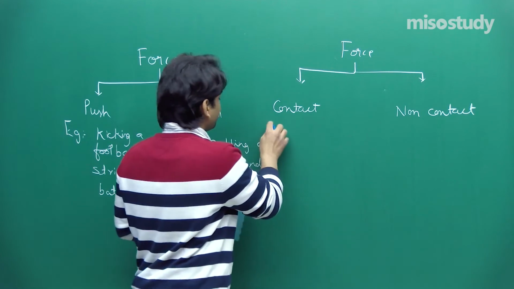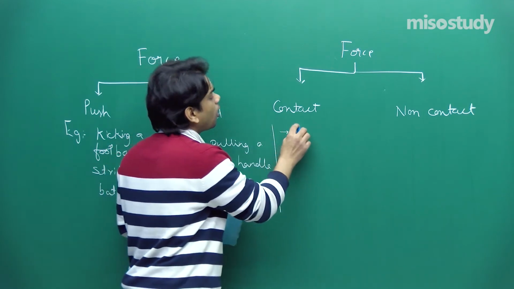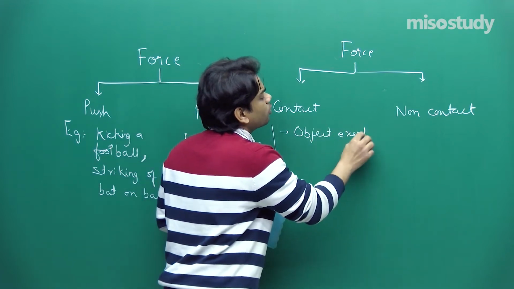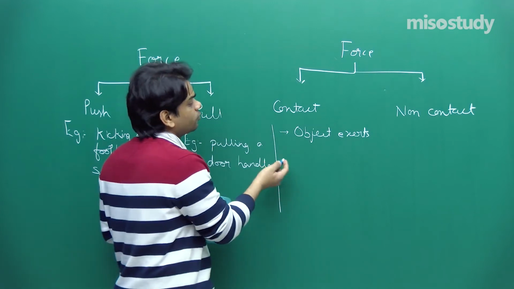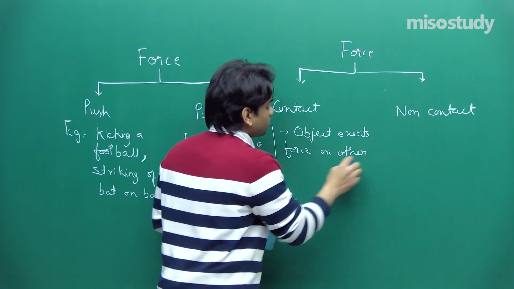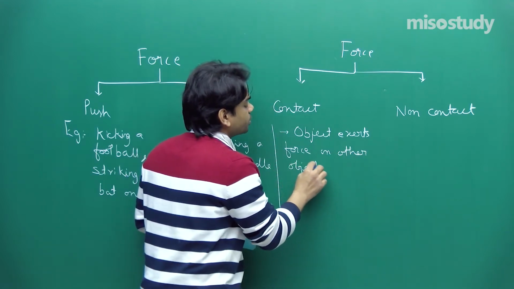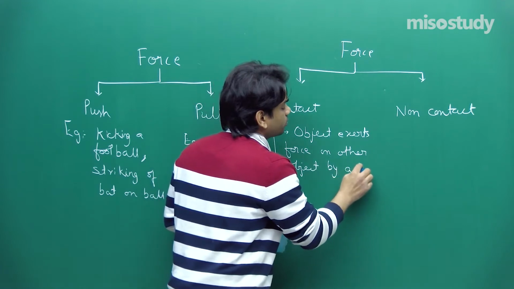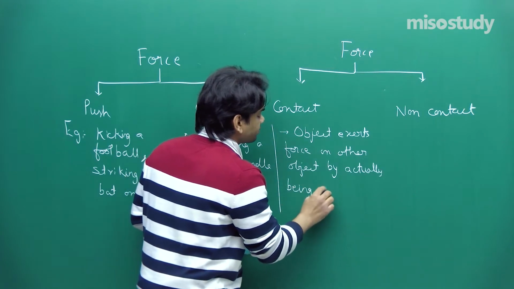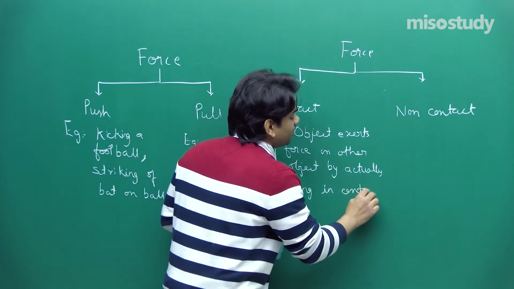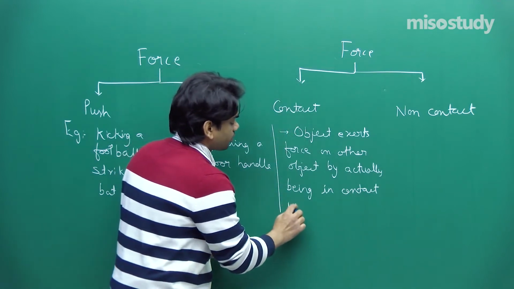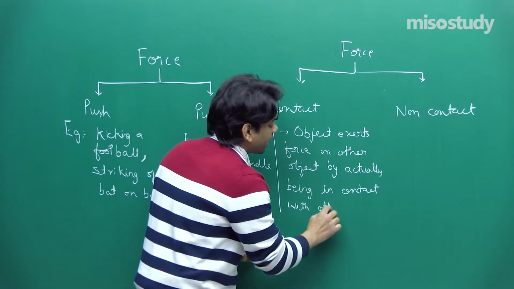So this can be classified as a source exerting force on another object by actually touching the object, by being in contact with the other object. So this is the idea of contact force, being in contact with the other object. How can you classify non-contact force?